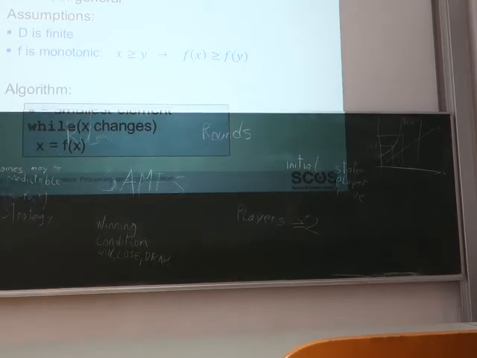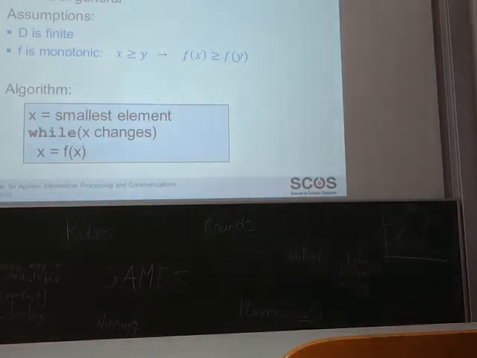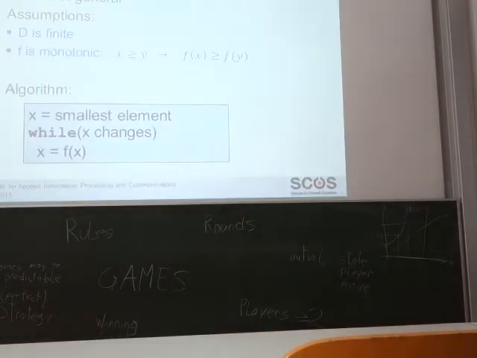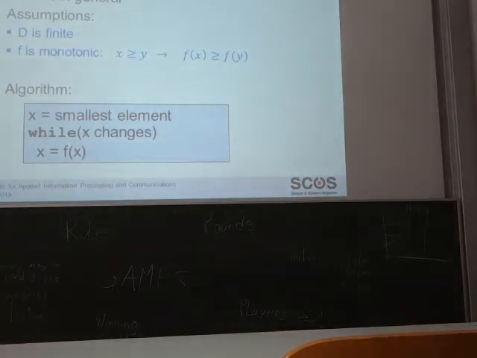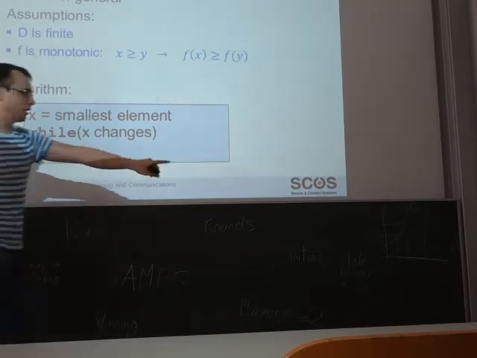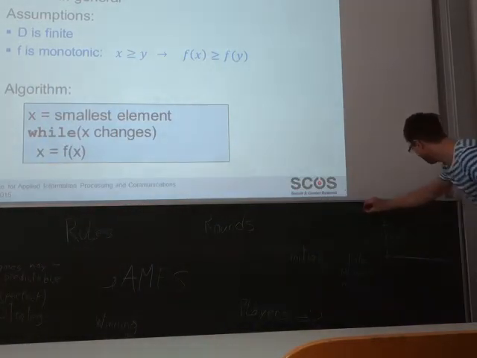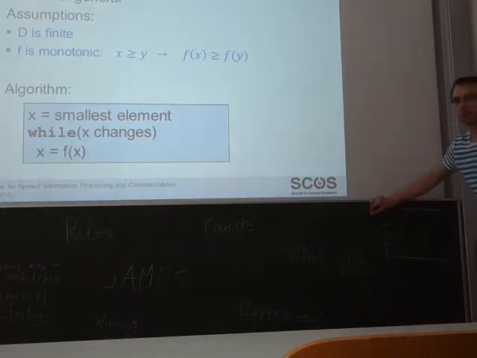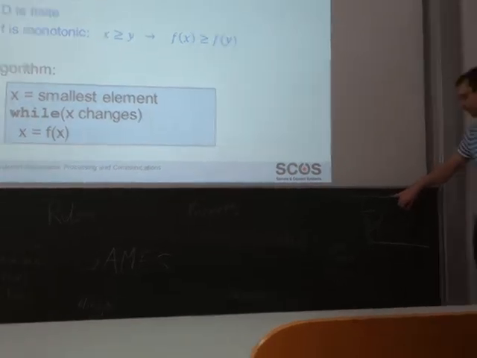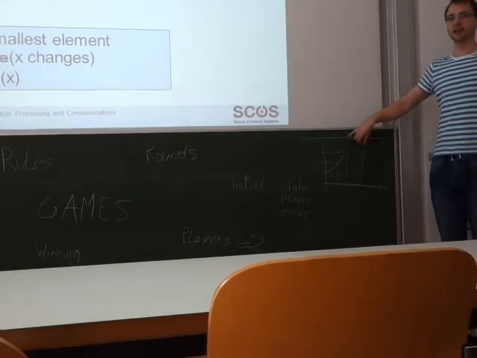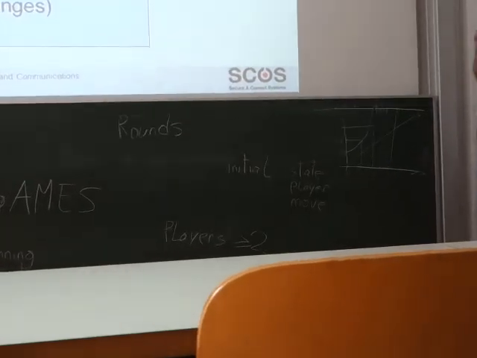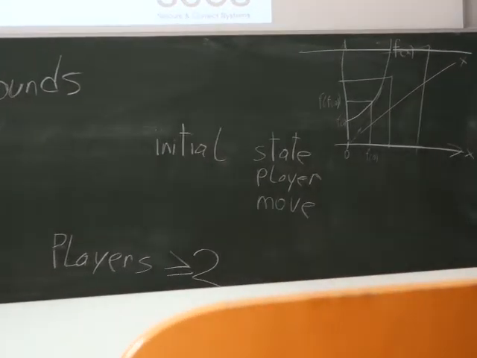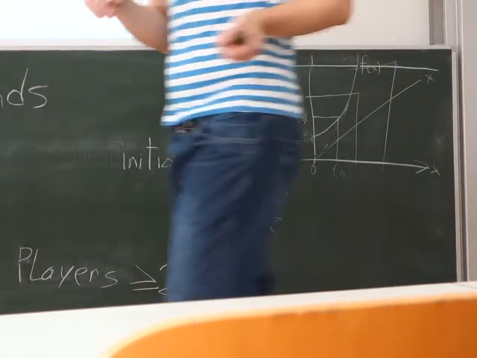But now I'm saying that, well, our domain is finite. So this function cannot grow forever. There is basically some largest element. And at some point we must hit this largest element and then it cannot get bigger anymore. So in the worst case, simply the largest element in our domain would be the least fixed point.